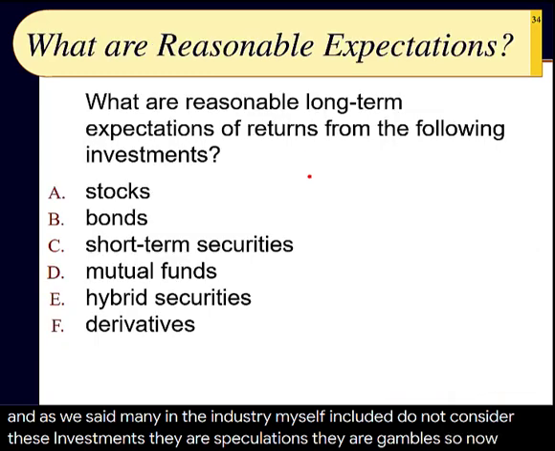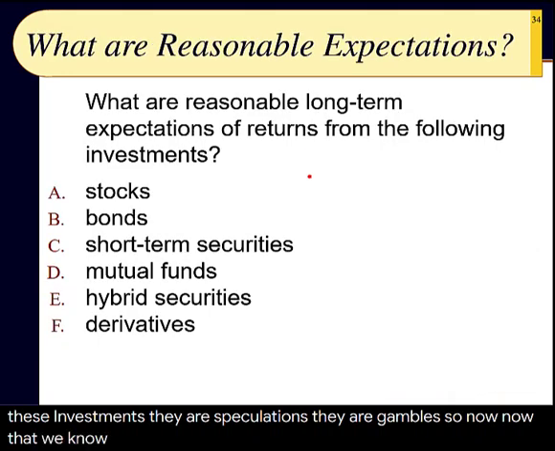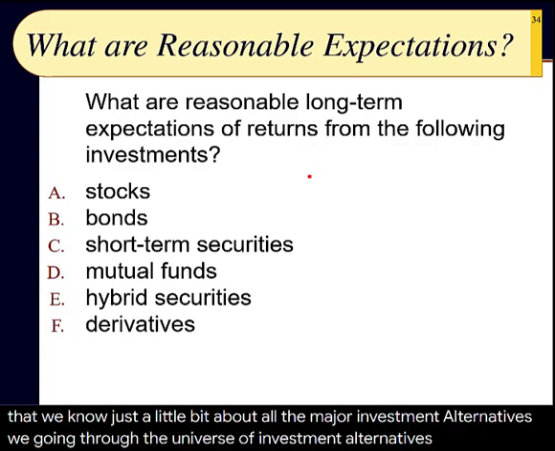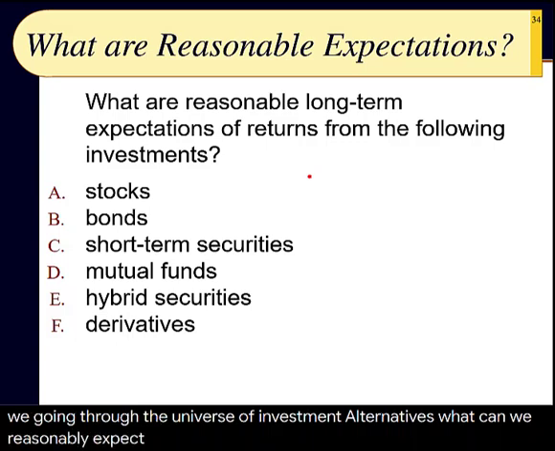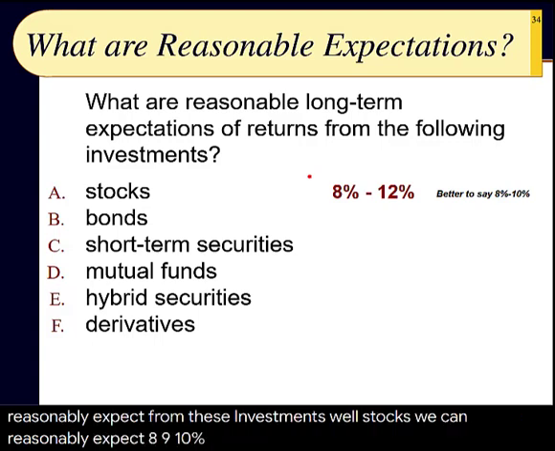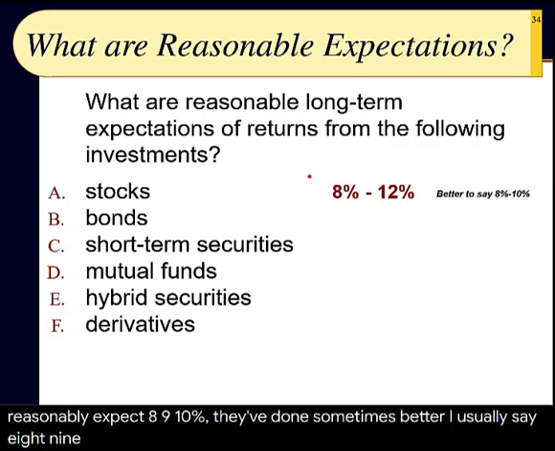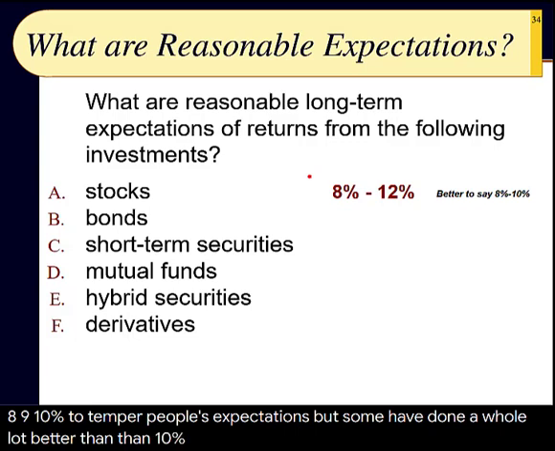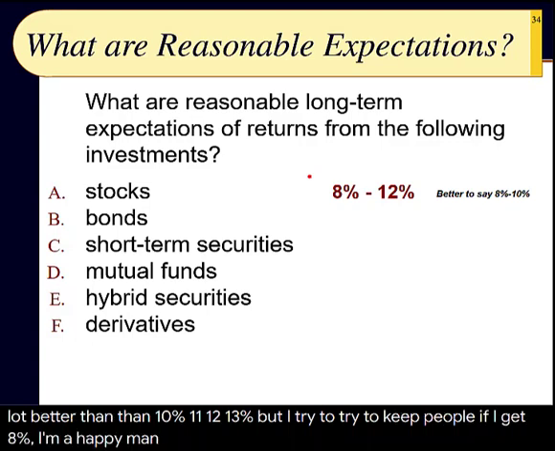Okay, so now that we know just a little bit about all the major investment alternatives, we've gone through the universe of investment alternatives, what can we reasonably expect from these investments? Well, stocks, we can reasonably expect 8, 9, 10%. They've done sometimes better. I usually say 8, 9, 10% to temper people's expectations. But some have done a whole lot better than 10%, 11, 12, 13%. But if I get 8%, I'm a happy man. I'm a very happy man.